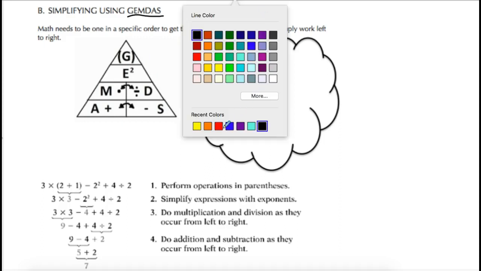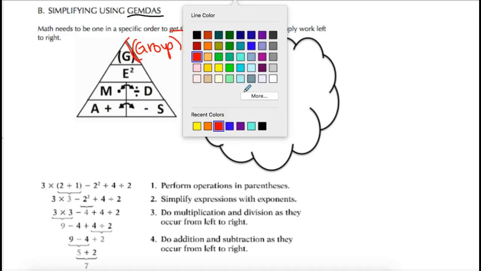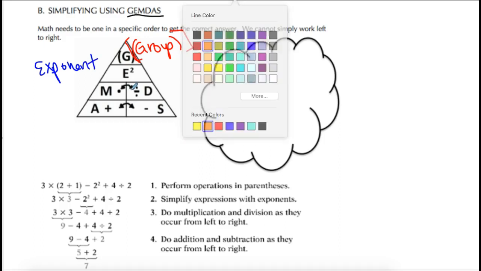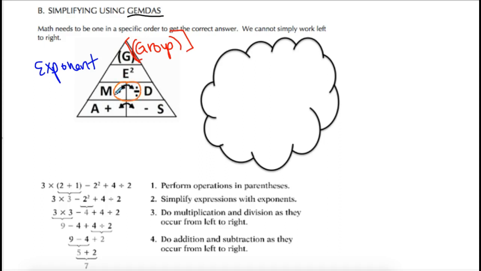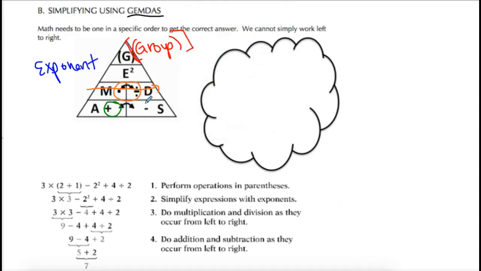So when we look at what GEMDAS stands for, the G stands for grouping, okay? Typically parentheses, but it could also be brackets and things like that. The E in GEMDAS stands for exponent, which in the last video you should have learned what an exponent is. You'll notice the next level, M and D, multiplication and division, they go from left to right. And last but not least, we have addition and subtraction, again going from left to right. Okay, so let's take a look.